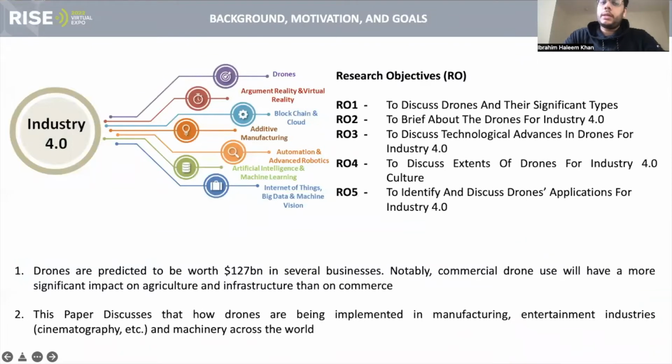Industry 4.0 can be implemented in many areas like drones, AR, VR, blockchain, cloud, 3D printing, automation and advanced robotics, AI, ML, IoT, big data, and machine vision.